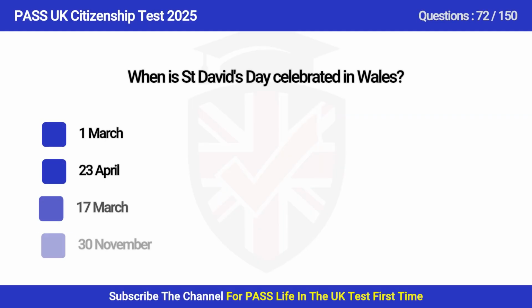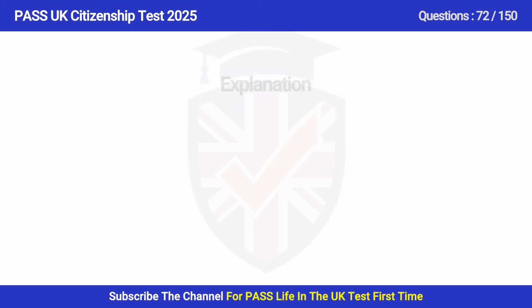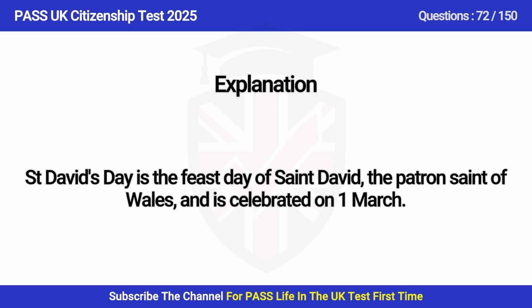Question 72. When is St. David's Day celebrated in Wales? A. 1 March, B. 23 April, C. 17 March, D. 30 November. Answer is A. 1 March. St. David's Day is the feast day of St. David, the patron saint of Wales, and is celebrated on 1 March.